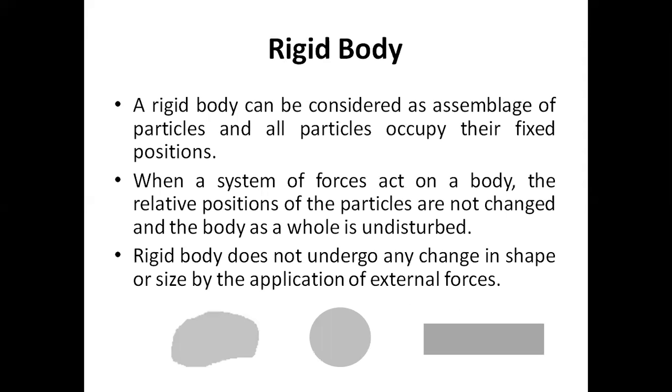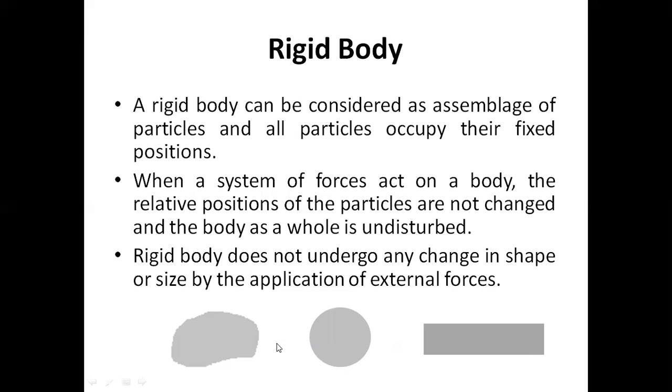What is a rigid body first? A rigid body consists of a large number of particles, and all the particles over it occupy their fixed positions. When a system of forces acts on the body, the positions of these particles do not change, and the body as a whole is undisturbed. The rigid body does not undergo any change in shape or size by the application of external forces.